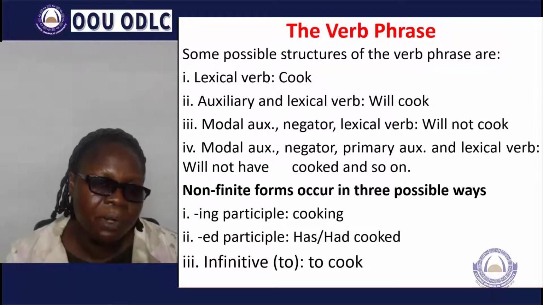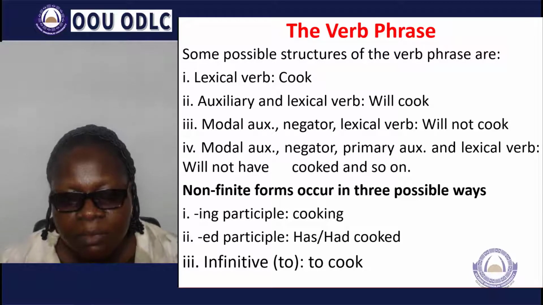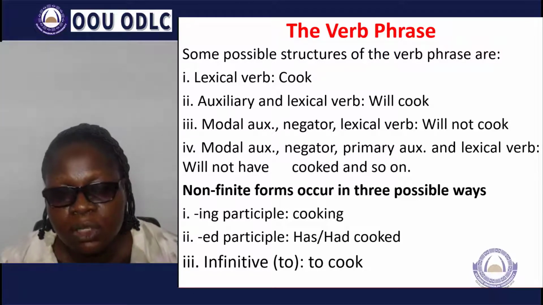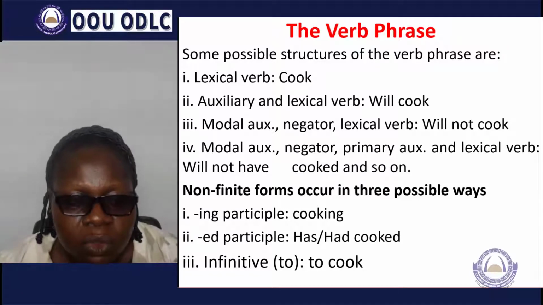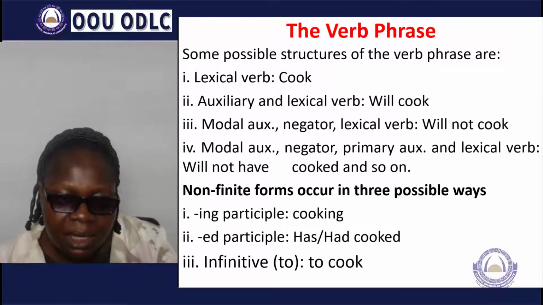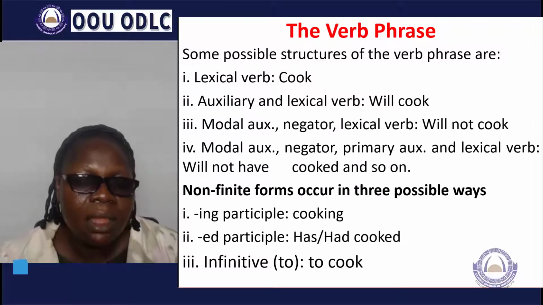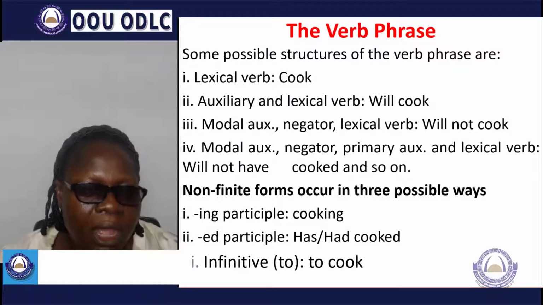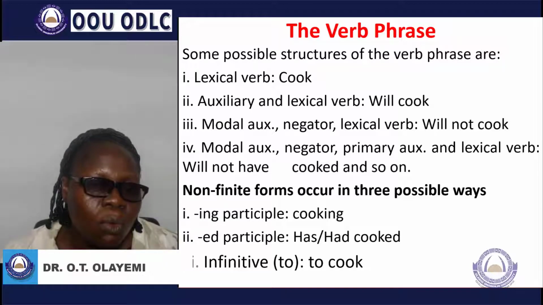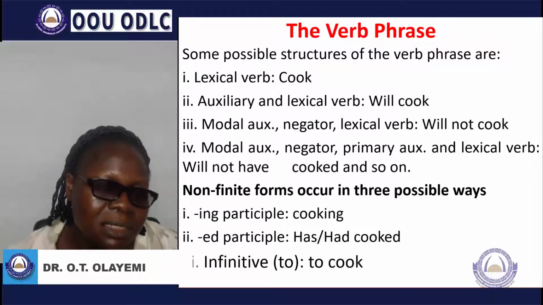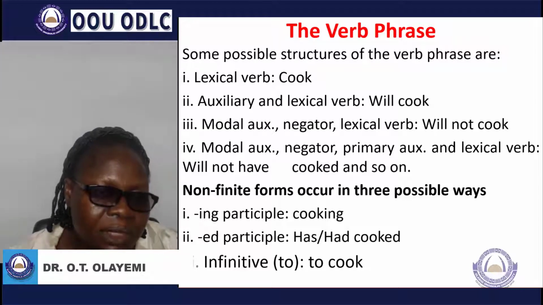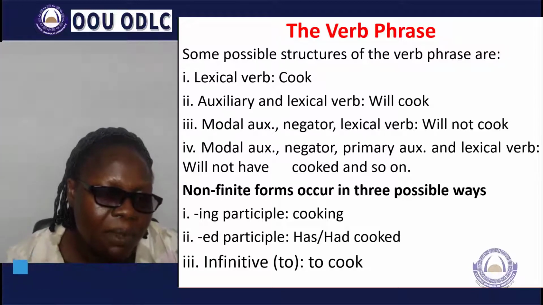Number one, we have a verb phrase that has only the lexical verb. Lexical verb, that is a verb that is meaningful on its own. An example is the word cook. We can have a sentence that says, I cook every day. The word cook is the only verbal element in that sentence, and it is a verb phrase that contains only a lexical verb.